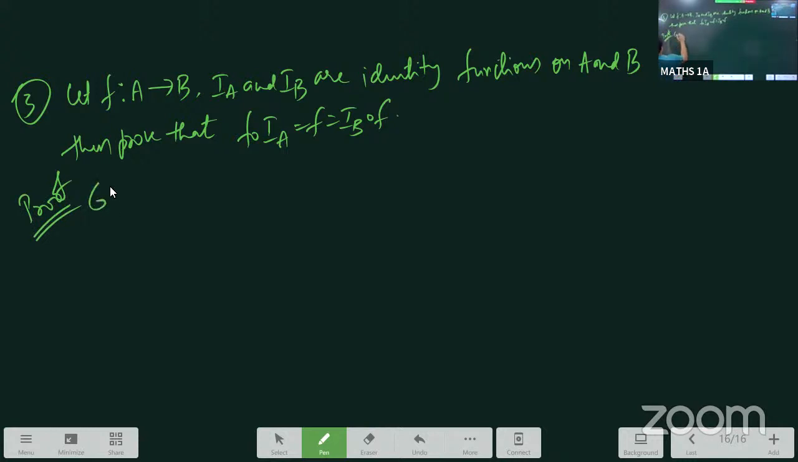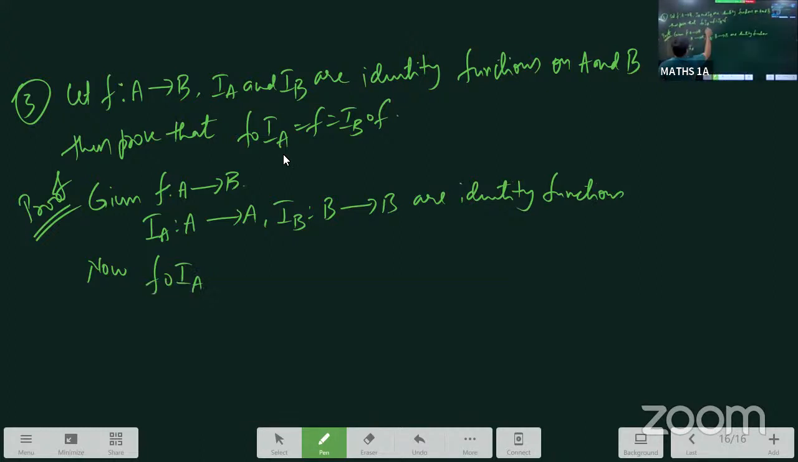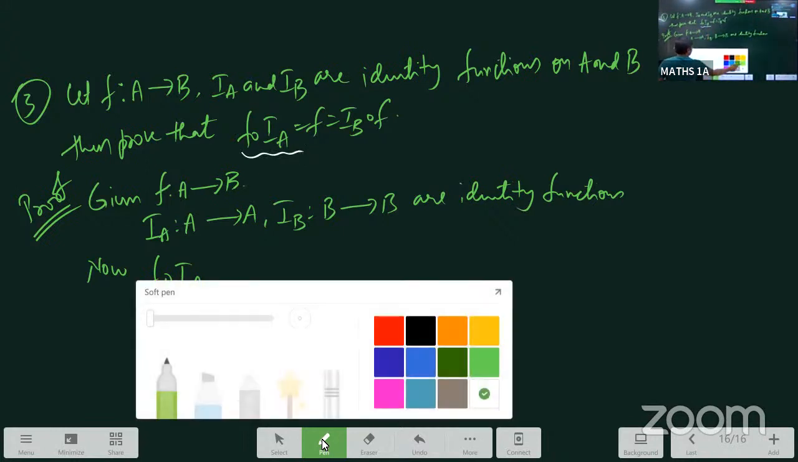What is given is that f is a mapping from A to B, and Ia is a mapping from A to A, and Ib is a mapping from B to B, are identity functions. Now, f is a mapping from A to B. Now, I'm going to write the composite function. Which composite function? That is f circle Ia.